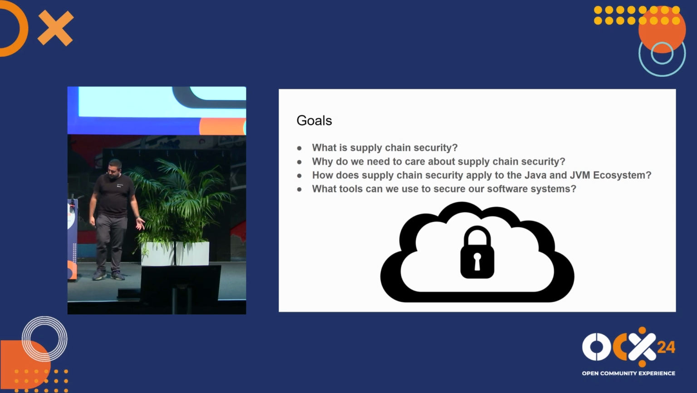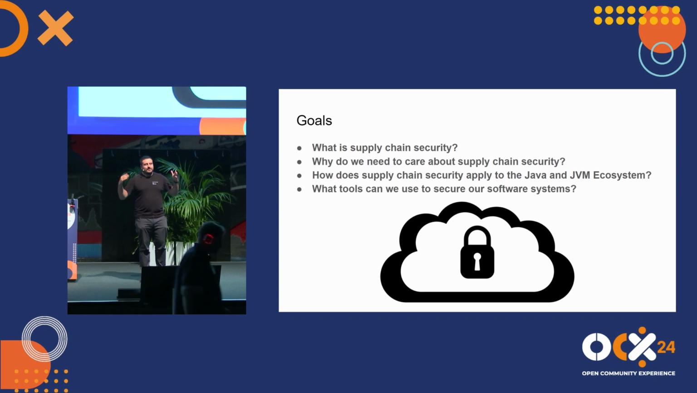So what is supply chain security? Supply chain security is basically the idea that our software is secure not only itself, but also all the components that go into it. And today we're going to discuss what it is, why we need to care about supply chain security, how supply chain security applies to the Java and Java virtual machine ecosystem, and what tools we can use to secure our software systems.